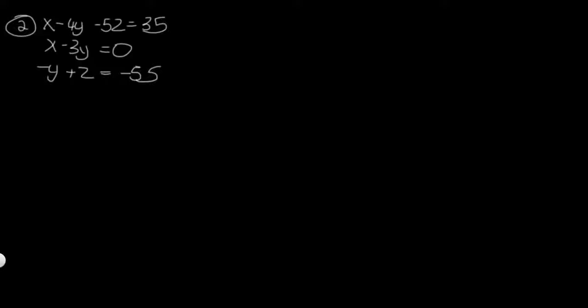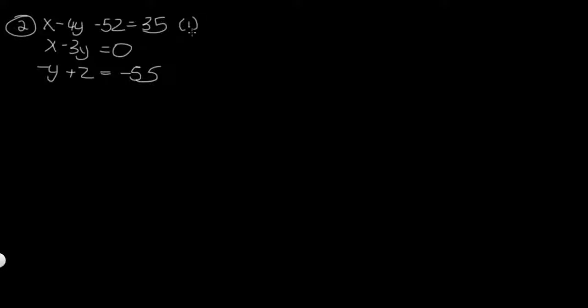So now we're going to work on number 2. For number 2, I'm going to use the substitution method. So for substitution, what you want to do is pick 2 equations and solve for 2 different variables. Take those 2 variables that you solve for and plug them into that third equation that you did not use. So let's see if that makes sense.